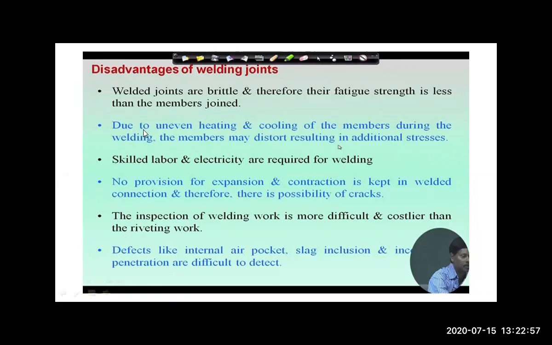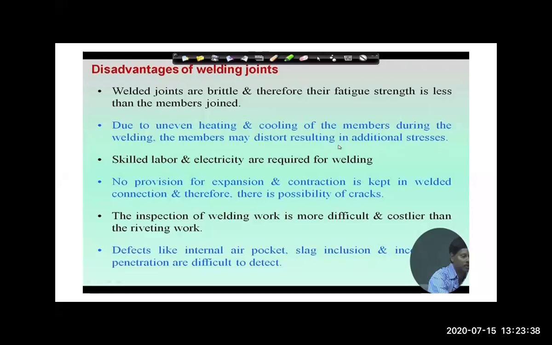The first disadvantage of the welded joint is that welded joints are brittle and therefore their fatigue strength is less than the member jointed. If a vibratory load or earthquake load is there on the joint or on the structure, at that time there may be brittle or fatigue failure, and due to that the member will fail in brittle and fatigue. That is the disadvantage of the welded joint.